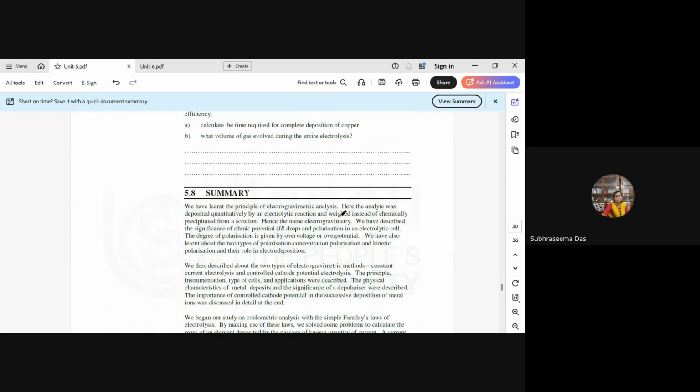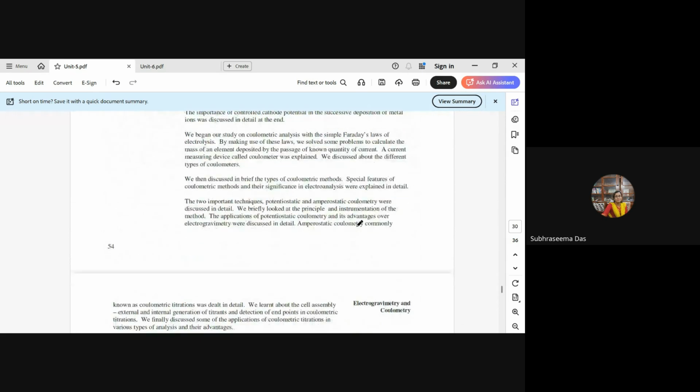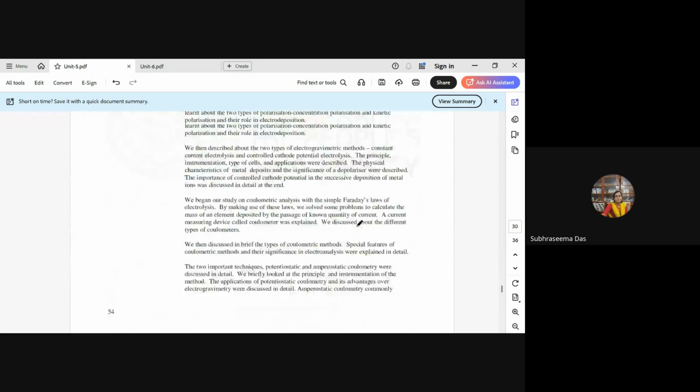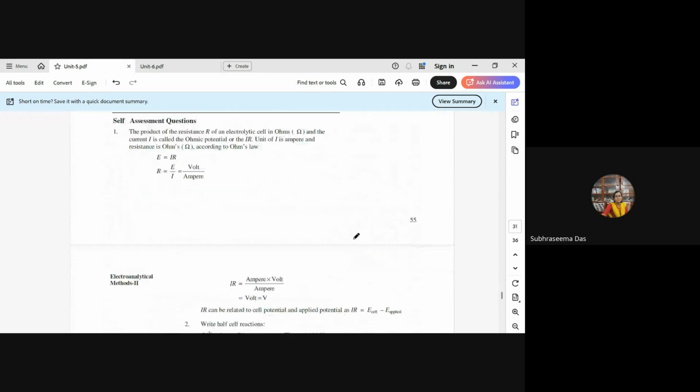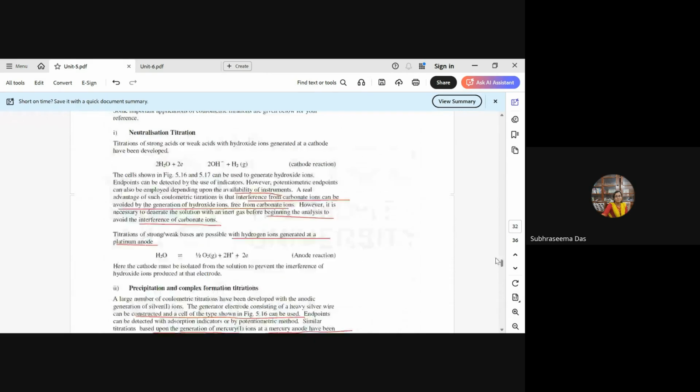So with this, today's unit on electrogravimetry and coulometry is finished. These are some of the terminal questions and answers associated with this chapter.